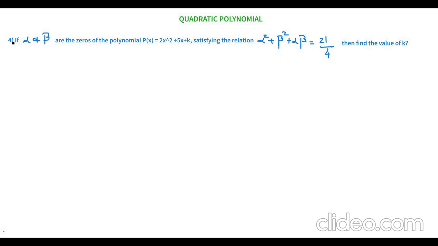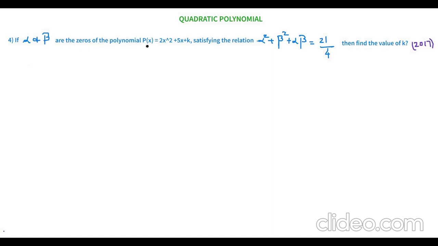Now let's see the fourth example for today, which is: if alpha and beta are the zeros of the polynomial p of x equals 2x square plus 5x plus k, satisfying the relation alpha square plus beta square plus alpha beta equals 21 by 4, then find the value of k. So this is the fourth example, and this is a very important example. This was asked in the 2017 question paper. So all these are very important questions. This may be asked in the board exams.